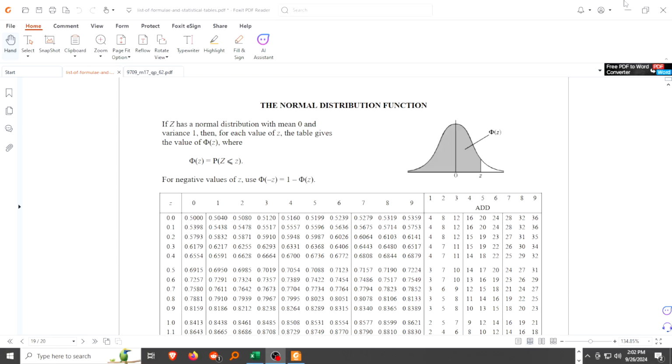Now we find that the probability given is 25%, that of women having fingers longer than 8.8 centimeters.